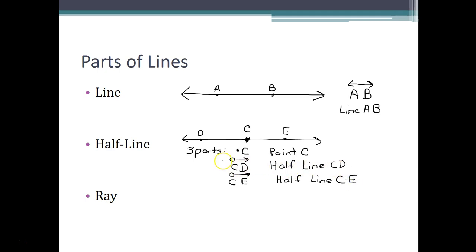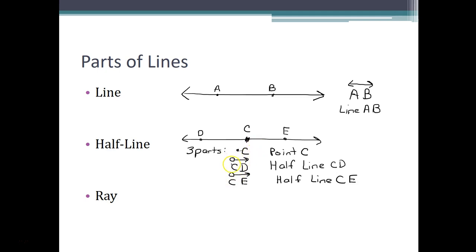Notice that the half line has an open circle above the C, and it has an arrow above the D and above the E. Well, since I was talking about it dividing up into 3 parts, one of the parts is point C, and then the other 2 parts are the rest of the line without point C. So half line CD is this side of the line, not including C, and half line CE is that side of the line, not including C.